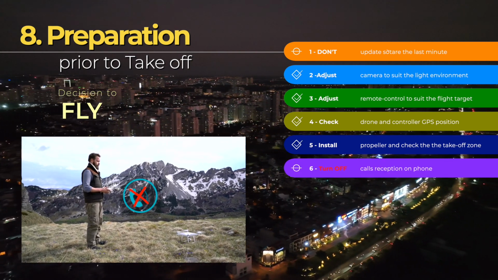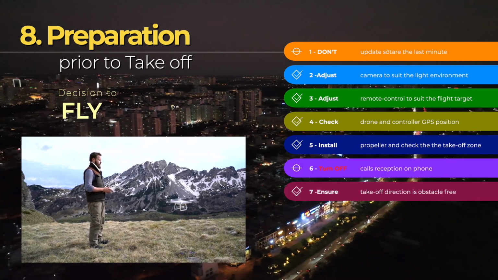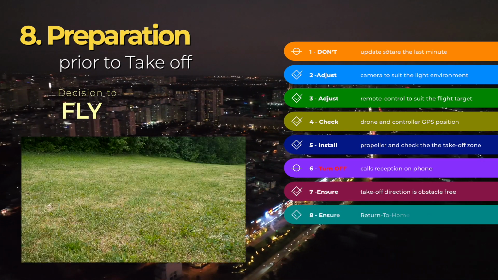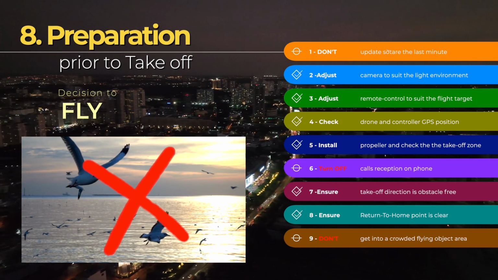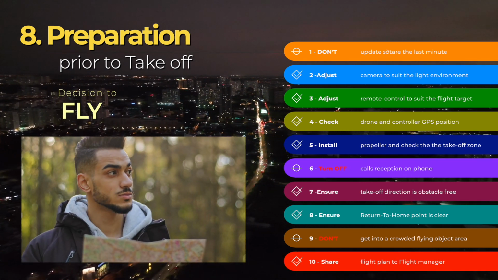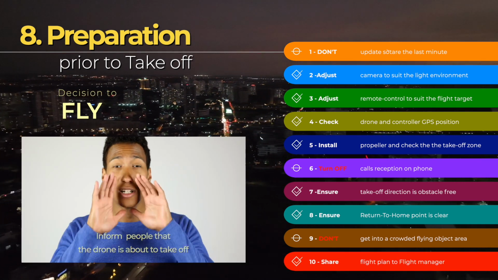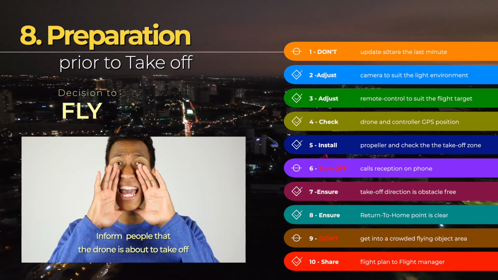Turn off the phone call receiving function. Ensure the takeoff direction is obstacle-free. Ensure the return to home point is clear. Avoid getting to a crowded flying object area. Share the flight plan with the flight manager. Inform the manager and people that the drone is about to take off.